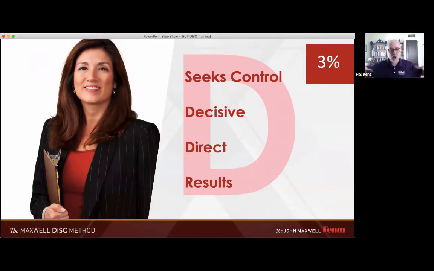So let's just keep it toned down to just not too many of them, right? The high Ds, they seek control. They're decisive. They're direct. They're results oriented. Right? Those are the behaviors that you would see with high D behaviors.